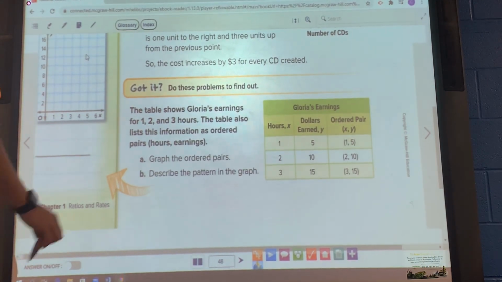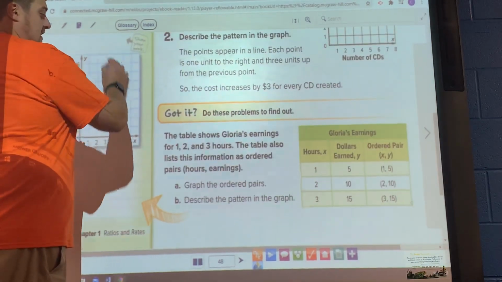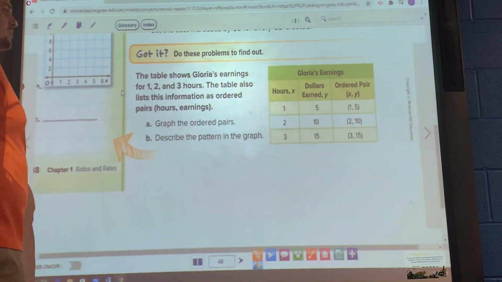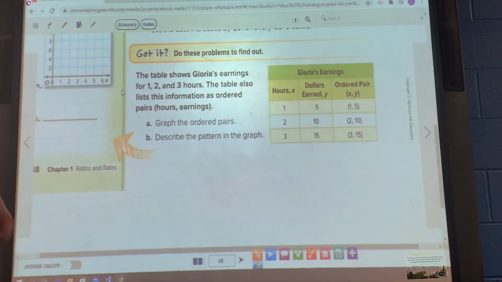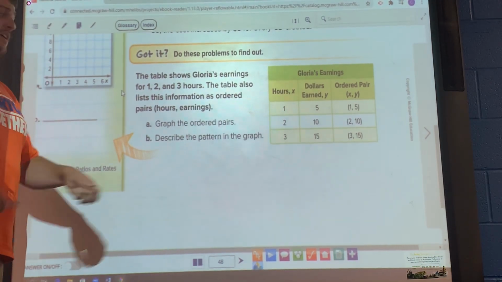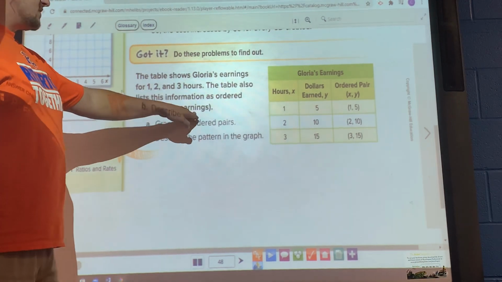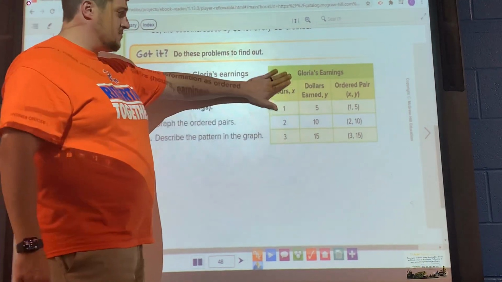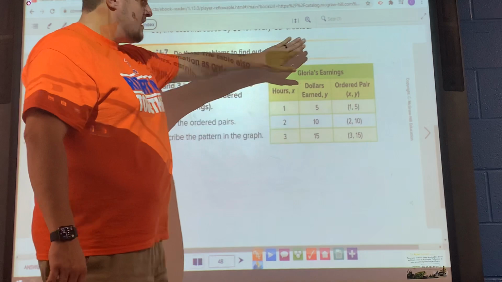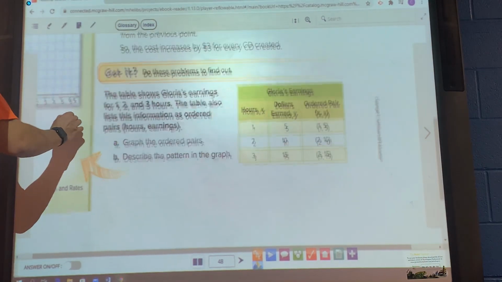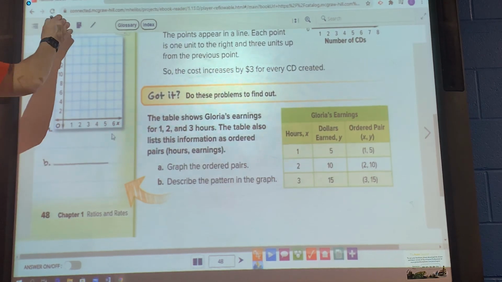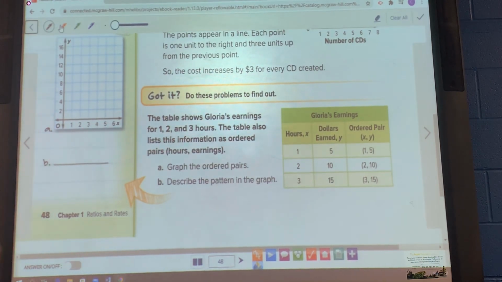All right, now that you're back, let's go through letters A and B. So the table shows Gloria's earnings for 1, 2, and 3 hours. The table also lists this information as ordered pairs. So we have hours for X, earnings for Y. Okay, so we have 1, 2, 3 for hours, 5, 10, 15 for dollars. Then we have our ordered pairs. So the first one's 1, 5.